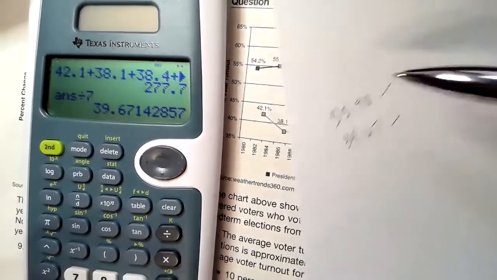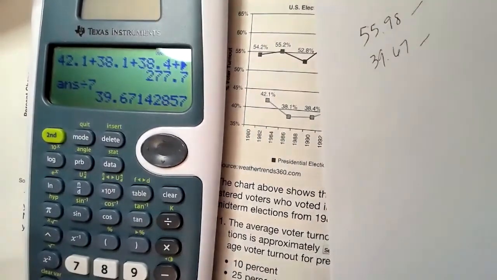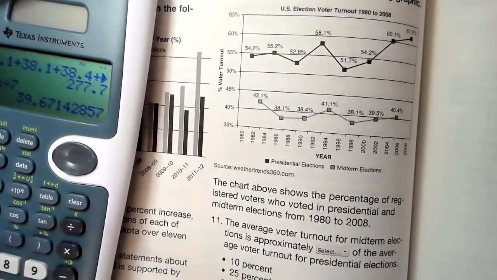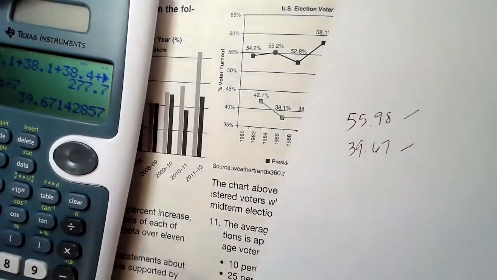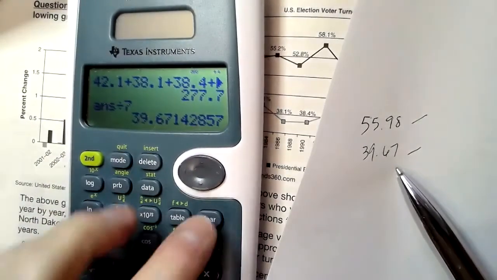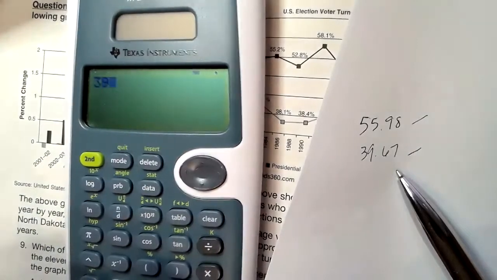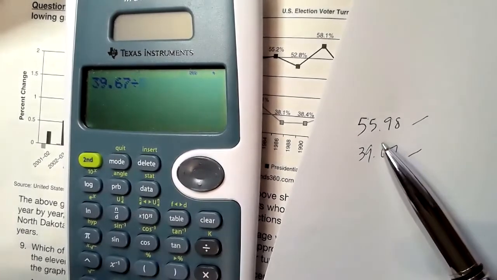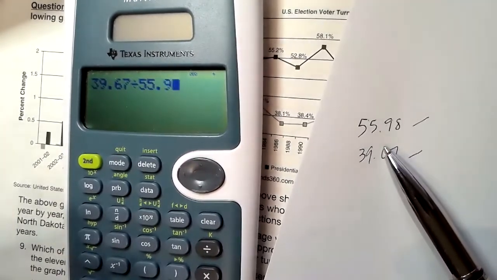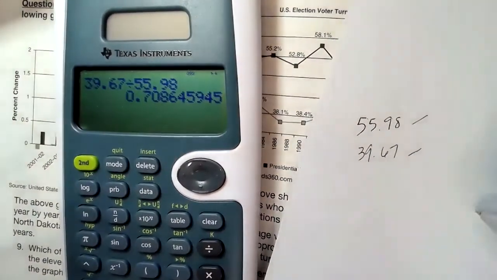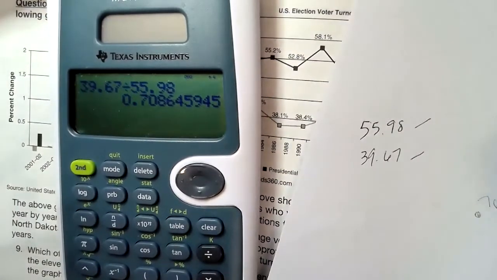To find what they're asking for, the average voter turnout for midterm elections is approximately what percent of the average voter turnout for presidential elections? We're going to start with midterm elections, and we're going to type that into our calculator. So 39.67 divided by 55.98. This better work. And it says 0.70.